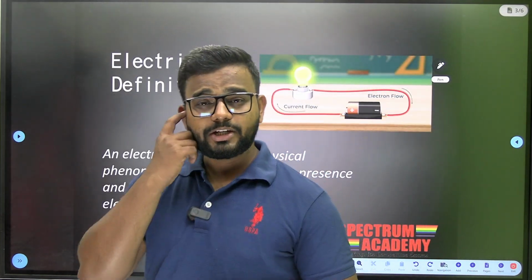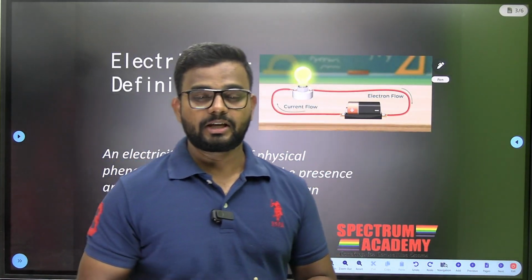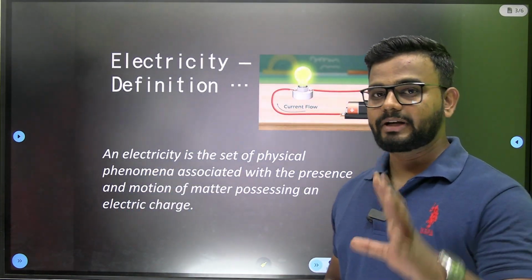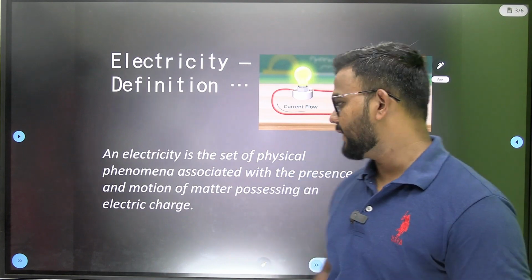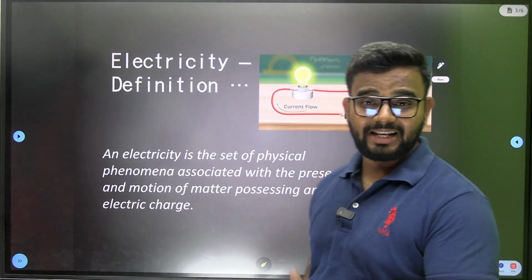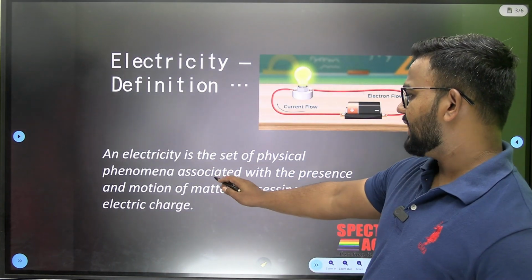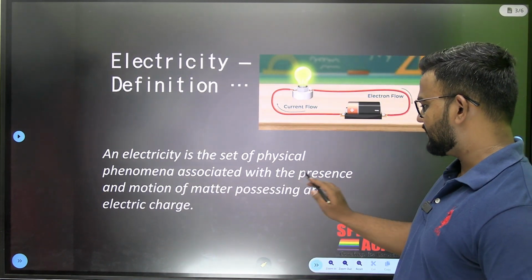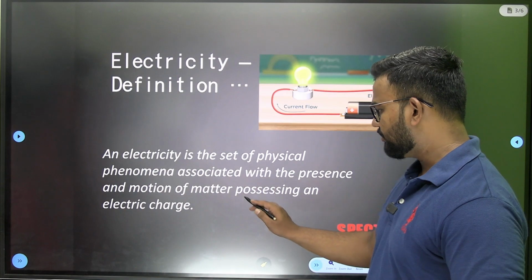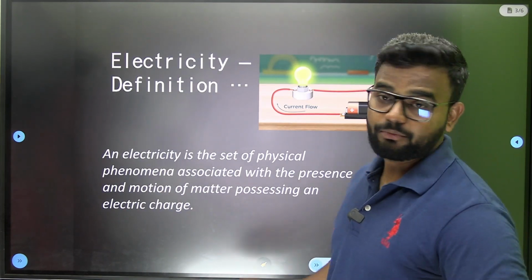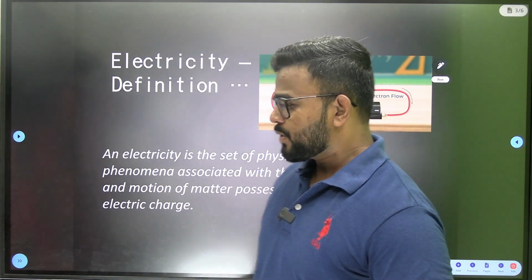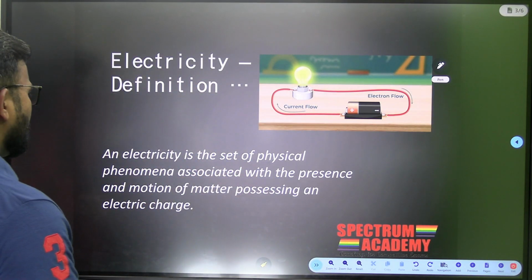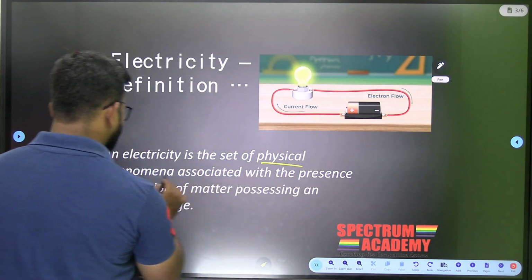First of all, we need to understand what is electricity. Here I have given you the definition of electricity. First I'll read it and then I'll try to explain. The definition of electricity goes like: electricity is the set of physical phenomena associated with the presence and motion of matter possessing an electric charge. Okay, in simple words, what is electricity? Electricity is a physical phenomenon.